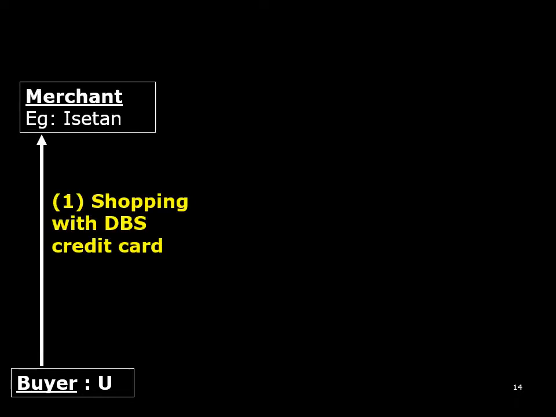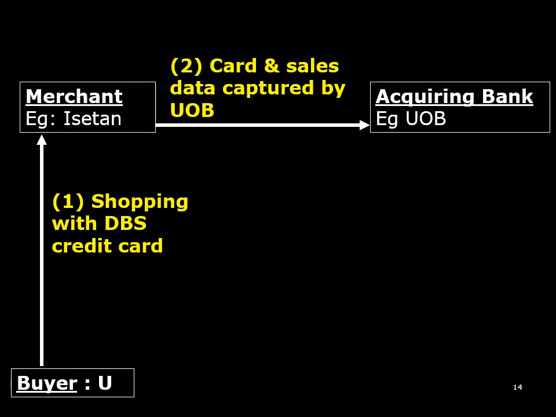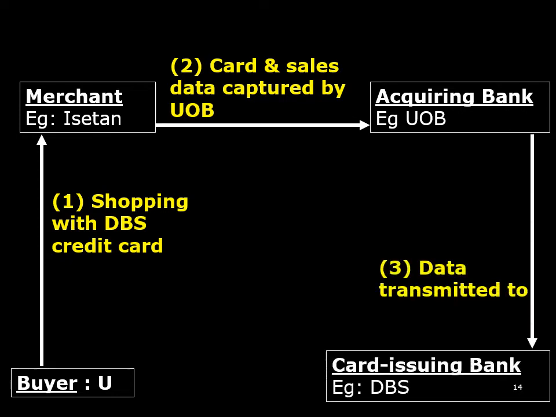We look at this diagram. For example, you as a buyer go to shop at Isetan, and Isetan is basically the merchant. You shop with a DBS credit card, and when you use the DBS credit card, the card and the sales data are captured by UOB Bank because, in this situation, Isetan uses the terminal from UOB. The credit card terminal is issued by UOB, and UOB will transmit the data to DBS because the credit card belongs to DBS.